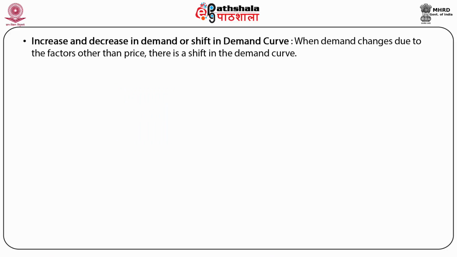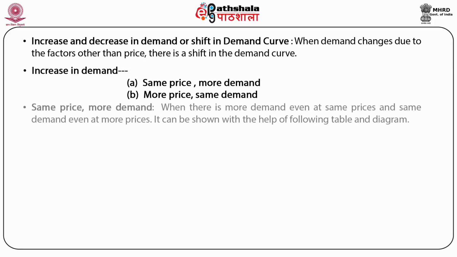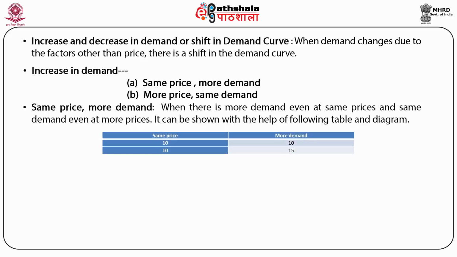Increase in demand may happen in two ways: same price, more demand; more price, same demand. Same price, more demand. When there is more demand even at the same price, and same demand even at more prices. It can be shown with the help of the following table and diagram. In this table, it is shown that when the price is 10, demand is increasing, that is 10 to 15.